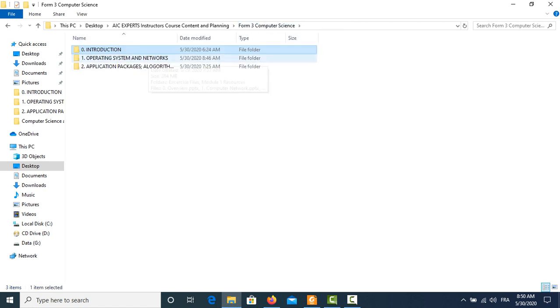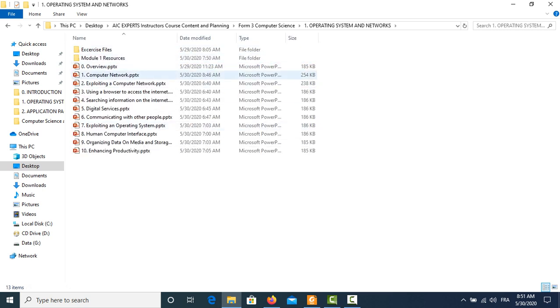Then the modules, diving into the real modules that were actually given by the ministry, were two: operating systems and networks, application packages, and algorithms. And I went in and explained to you guys how I break down the syllabus for that module into different lessons.